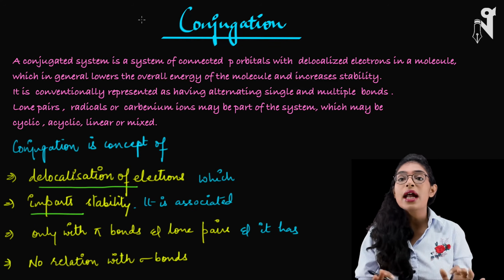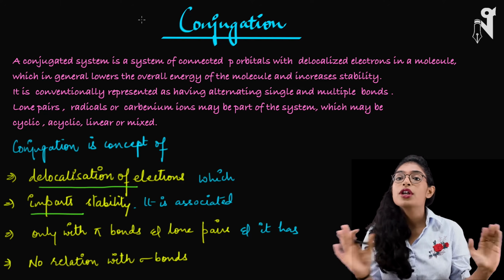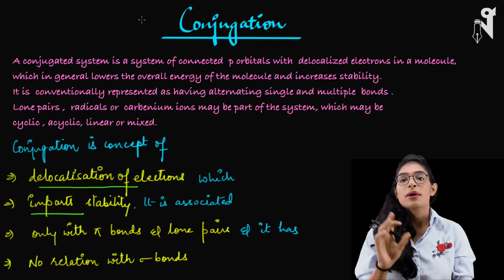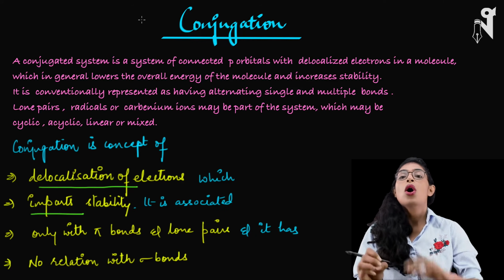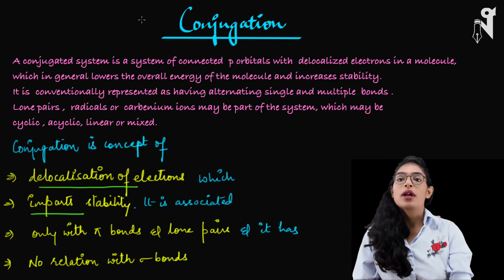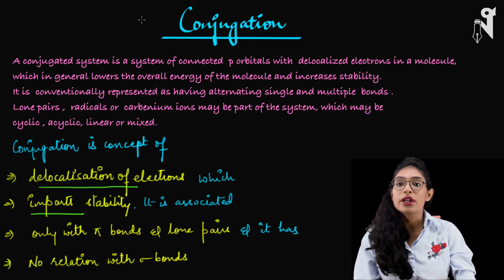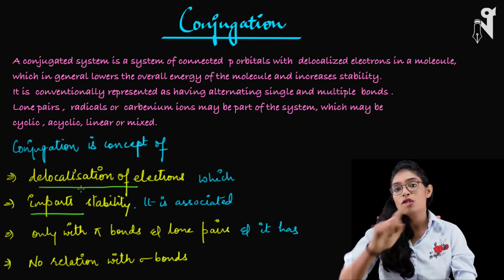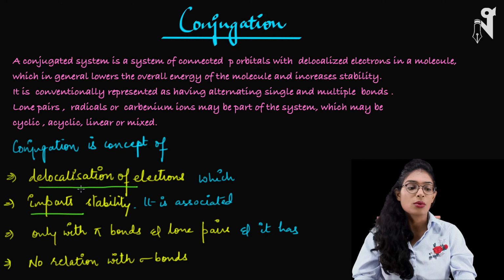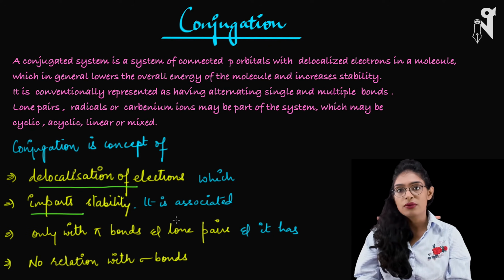We will understand it in much more depth by looking at an example. Probably the definition will not give you a clear idea, but we will see how exactly the movement of electrons takes place, or the pi bond shifts from one place to another. So again, let's quickly go back to the definition. Conjugation is the concept of delocalization of electrons. So basically electrons move from one place to another, which imparts stability in the molecule. How and why it imparts stability, that also we will see.